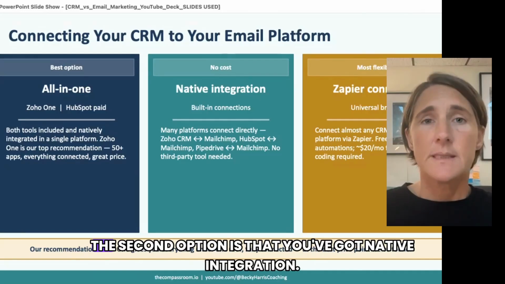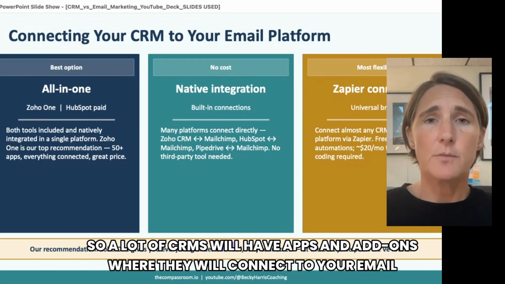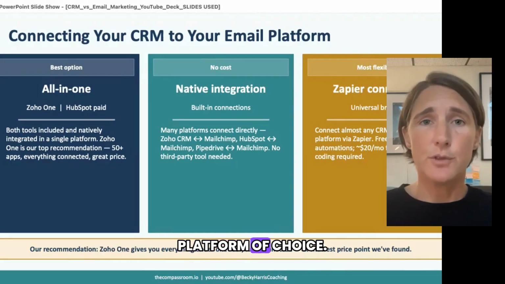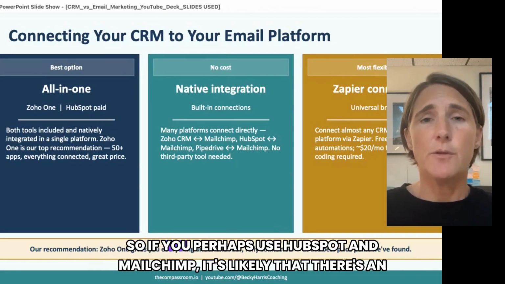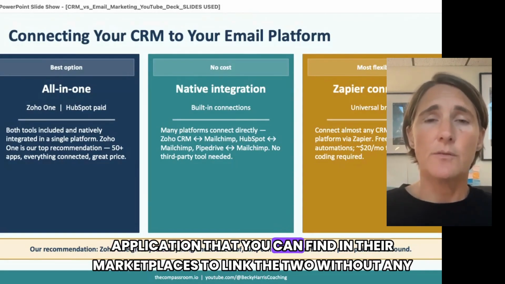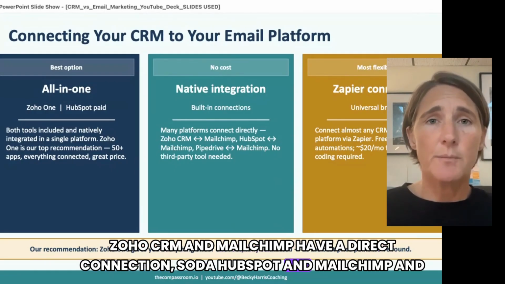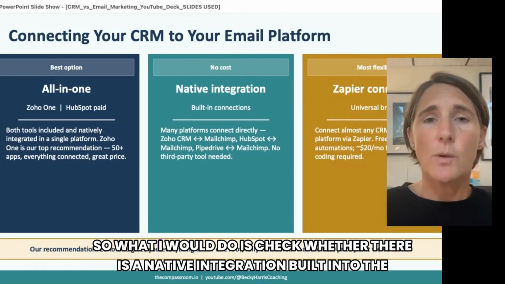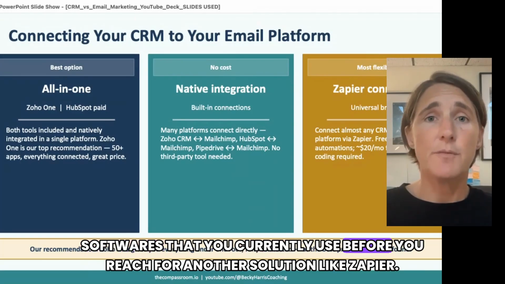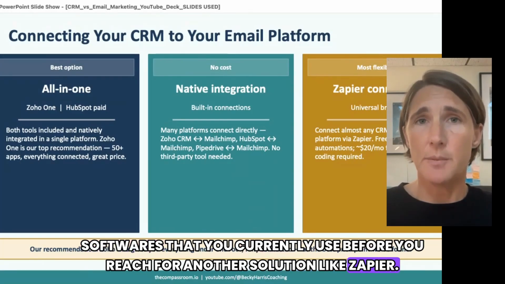The second option is native integration. A lot of CRMs will have apps and add-ons that connect to your email platform of choice. You don't need a third-party tool. So if you perhaps use HubSpot and Mailchimp, it's likely that there's an application you can find in their marketplaces to link the two without any problem. Zoho CRM and Mailchimp have a direct connection. So do HubSpot and Mailchimp and many others. So what I would do is check whether there is a native integration built into the softwares that you currently use before you reach for another solution like Zapier.